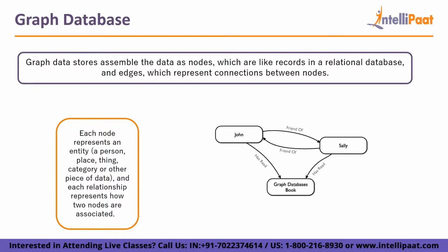For example, by looking at this graph, we can easily say that there is a relation, right? John is a friend of Sally and Sally is a friend of John. And then you can say John read a book about graph databases, and also Sally read a book about graph databases. So this single graph is giving a lot of information for us, right? Now, the information shown in the graph, we can store also in a Mongo database.